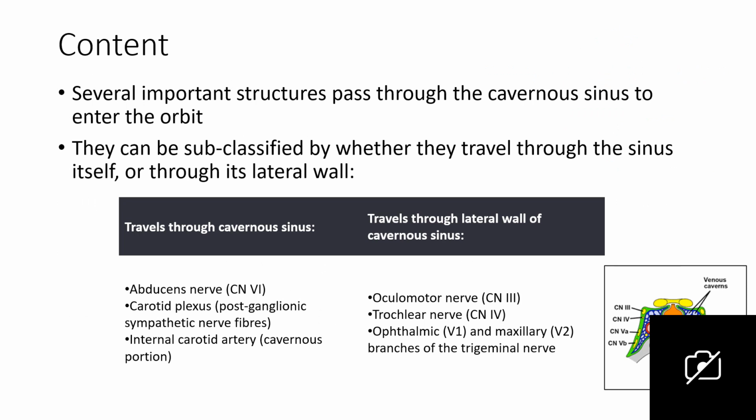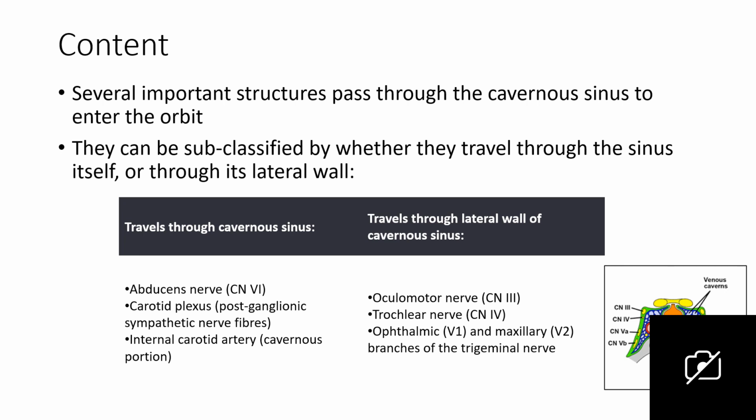Now, having known the boundaries of it, let's see what the contents of the cavernous sinus are. Several important structures pass through the cavernous sinus to enter the orbit. They can be sub-classified by whether they travel through the sinus itself or through its lateral wall. Let's see what contents travel through the sinus itself.